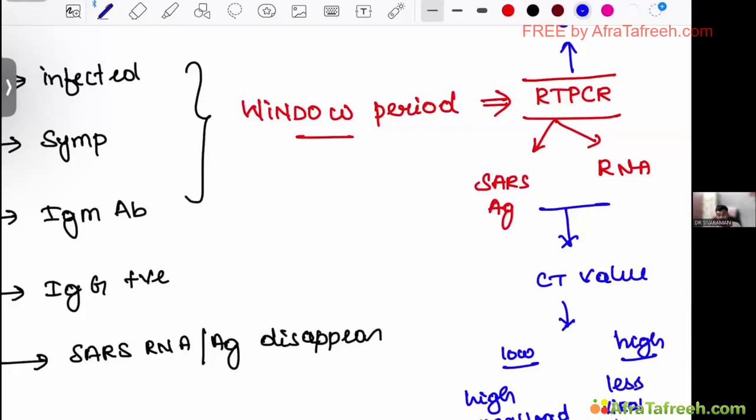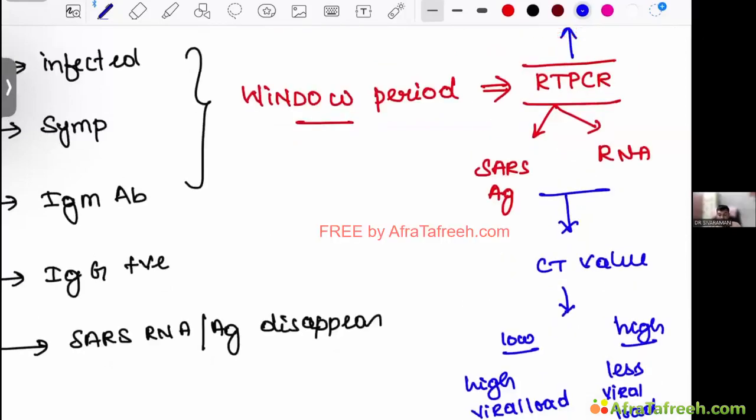Usually, whenever the number of cycles is less than 25, it means high viral load, and whenever it is more than 30, it means less viral load. Very important thing. So it is viral load and CT value, which is called the cycle threshold. Understood?